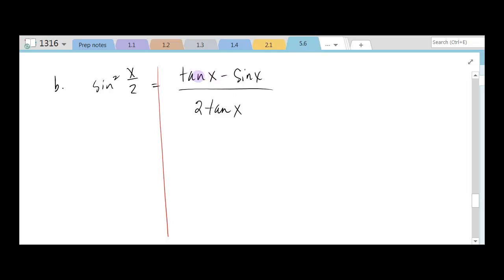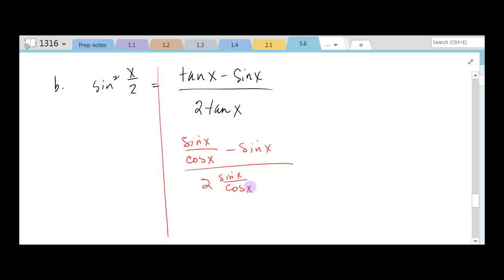I'm thinking that I'm going to take these terms right here that are tangent, and I'm going to rewrite them in terms of sine and cosine. So I want this entire right-hand side over here to be written in terms of sine and cosine. So tan x turns into sine x over cosine x minus the sine x that was up there, divided by 2 sine x cosine x for the denominator.